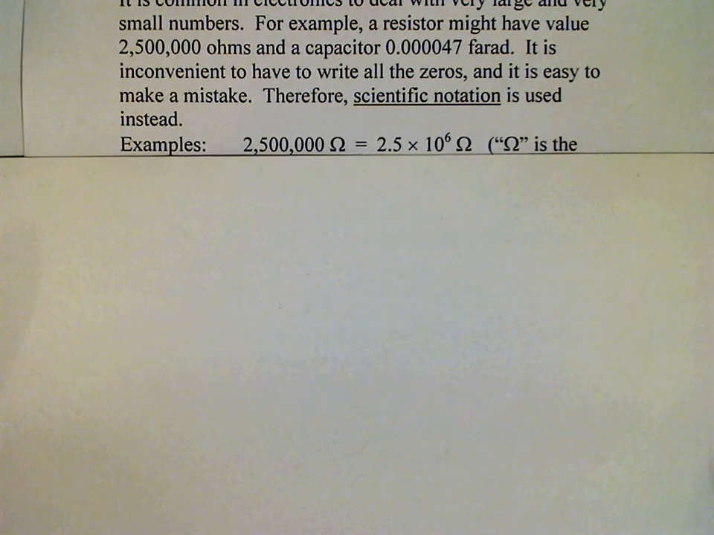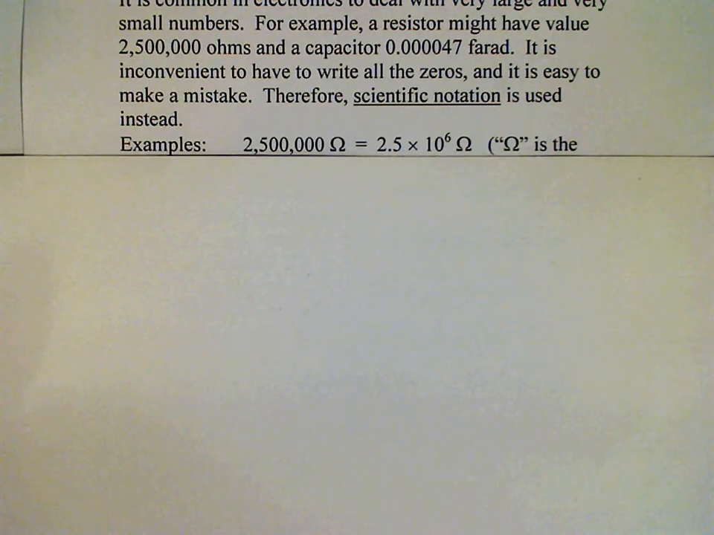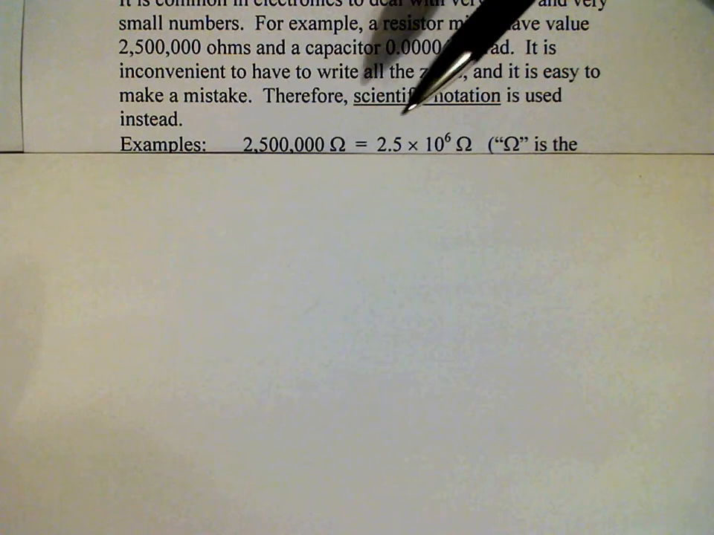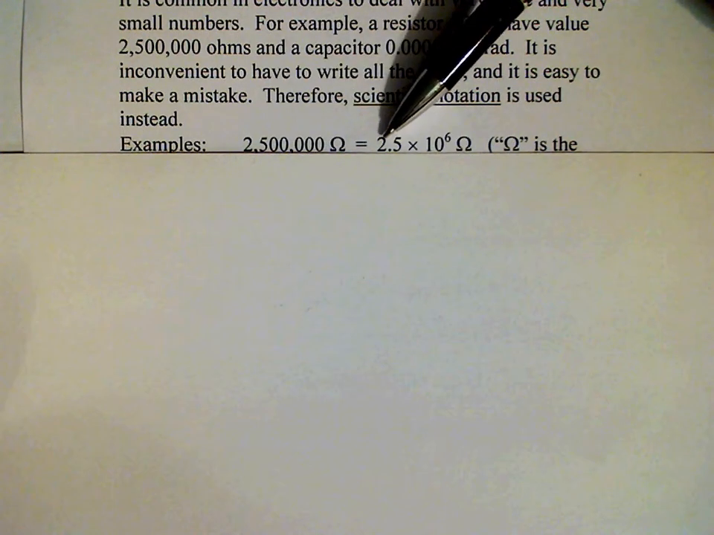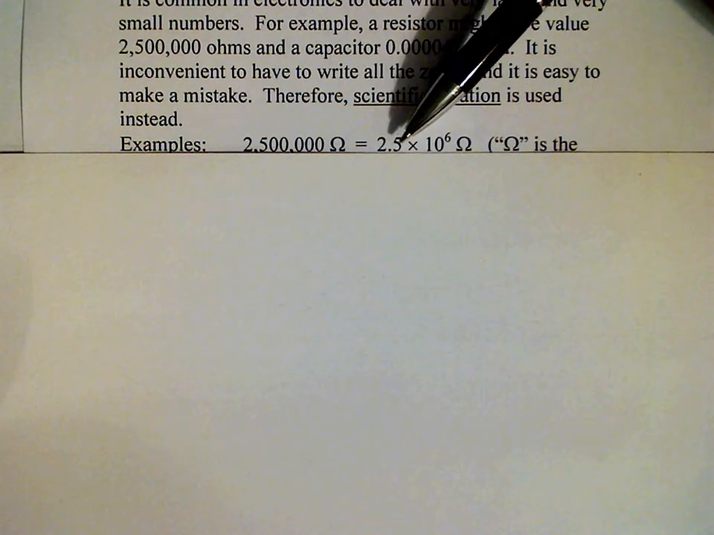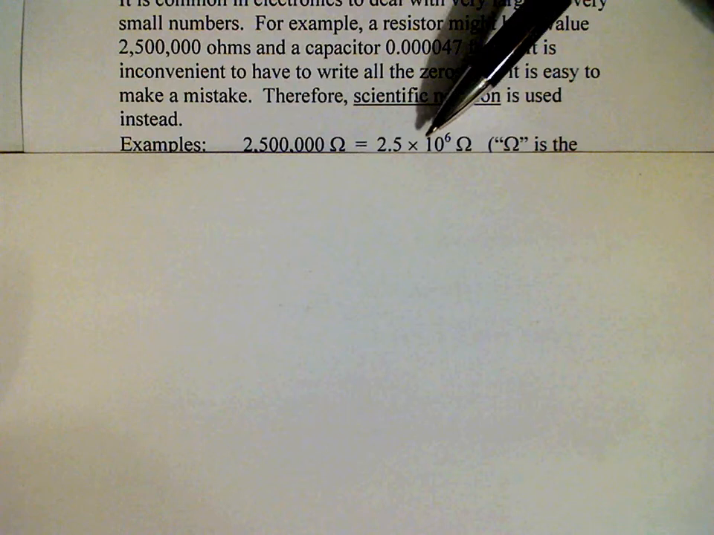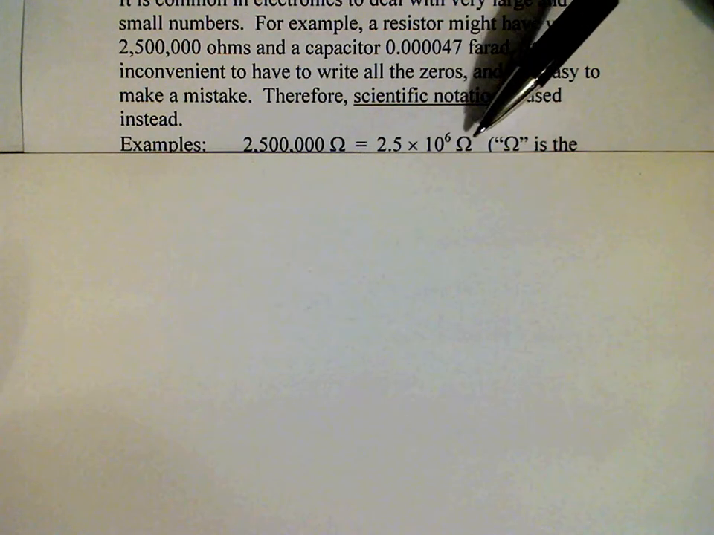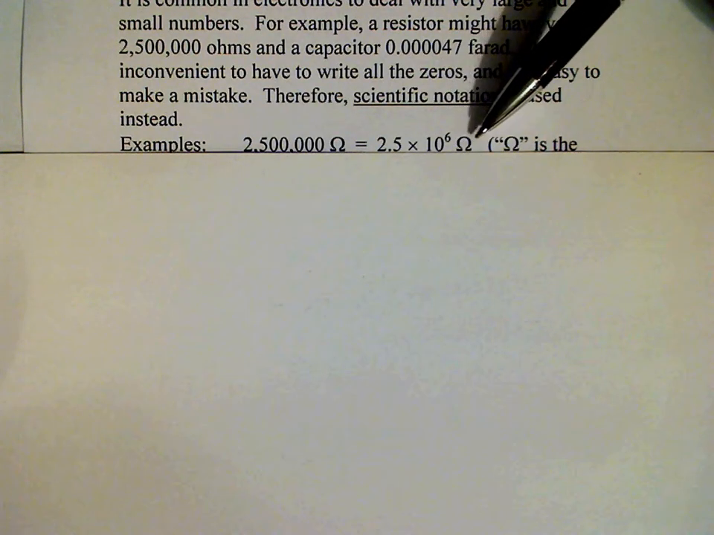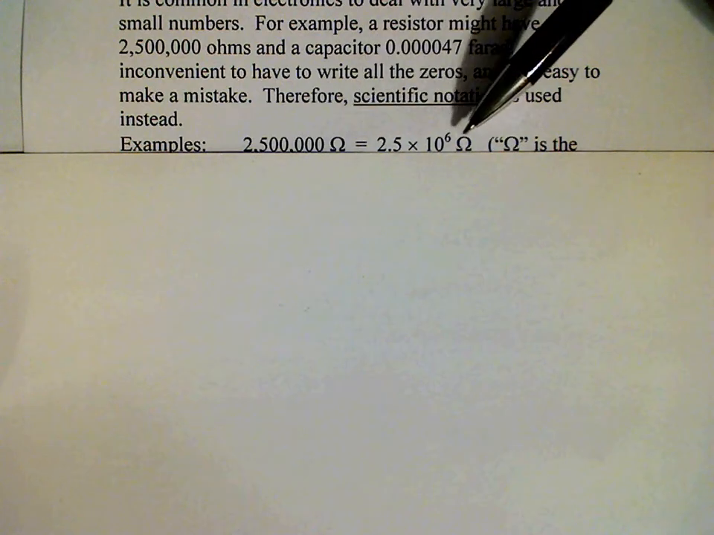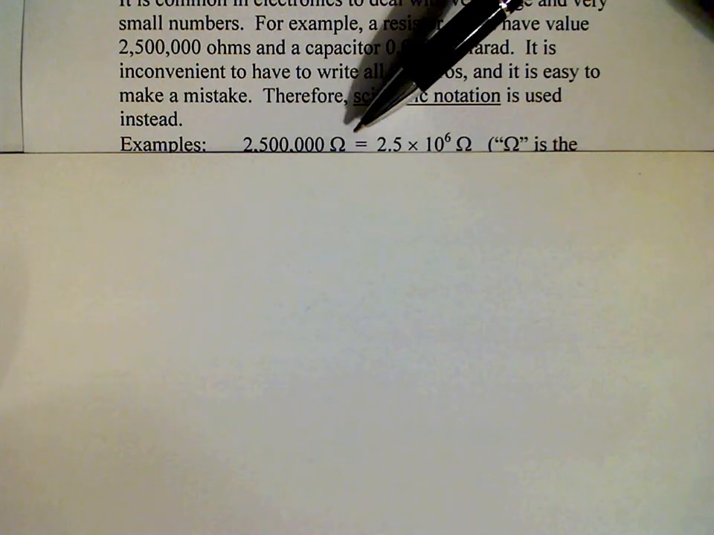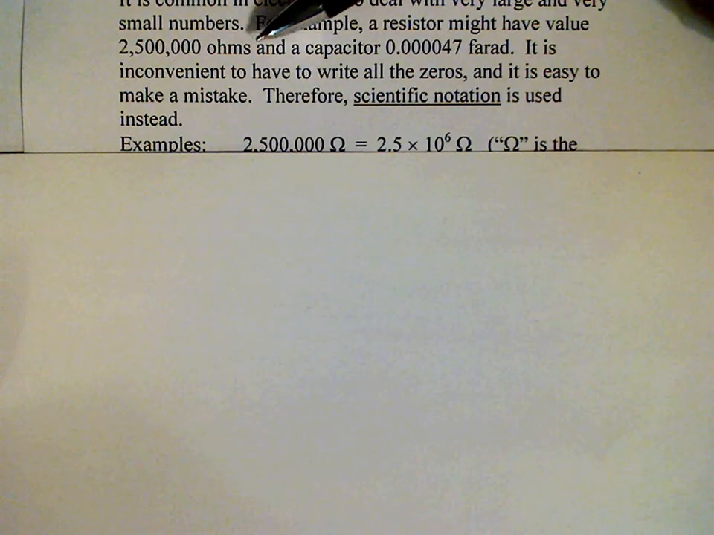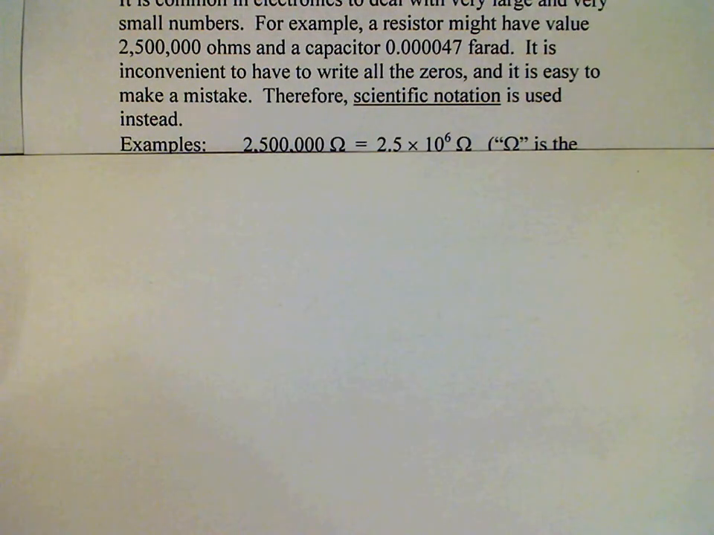So, for example, the number 2,500,000 can be written in this way. We write the non-zero digits as a number between 1 and 10, in this case 2.5, and then we scale the number appropriately using a power of 10. In this case it's 10 to the 6th. And this symbol you see after the scientific notation just refers to the units which we're measuring, in this case the ohms for resistance.